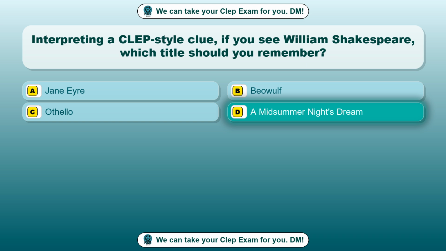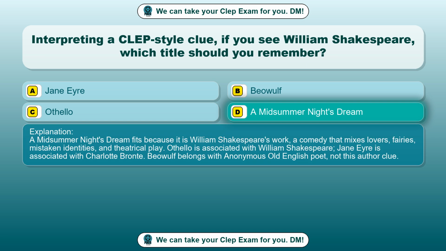A Midsummer Night's Dream. A Midsummer Night's Dream fits because it is William Shakespeare's work, a comedy that mixes lovers, fairies, mistaken identities, and theatrical play. Othello is associated with William Shakespeare. Jane Eyre is associated with Charlotte Brontë. Beowulf belongs with an anonymous Old English poet, not this author clue.